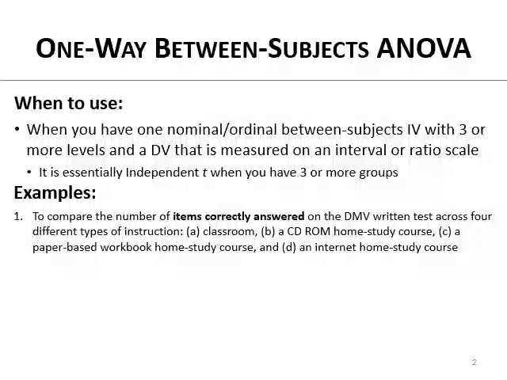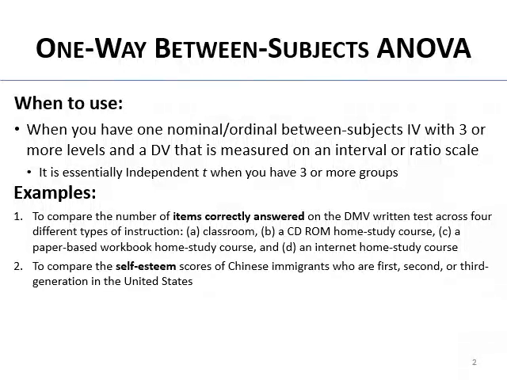What is the dependent variable here? Your dependent variable is the number of items correctly answered on the DV written test, so it's their test score. That can range from 0 to whatever it is, 46, I think. And you're going to compare it across folks who are in 4 different conditions. Some people take the classroom, some people take this, some people take that. So this is a between groups design. It's different people in the different courses, and an interval or ratio DV.